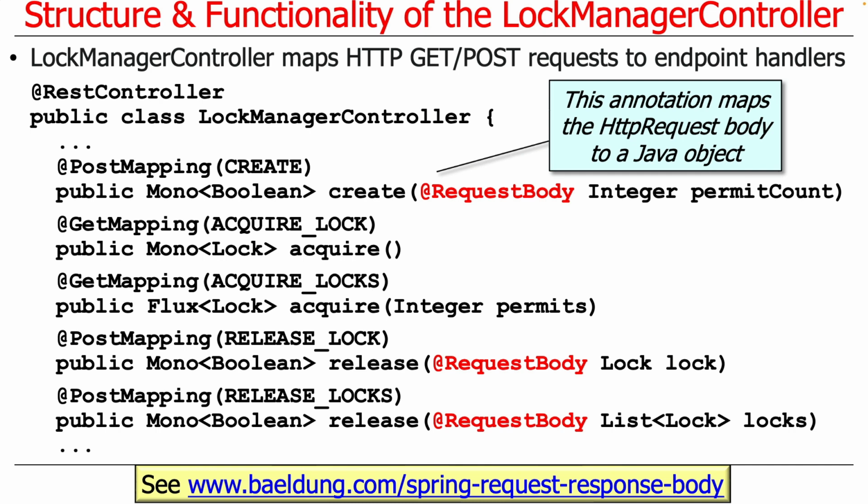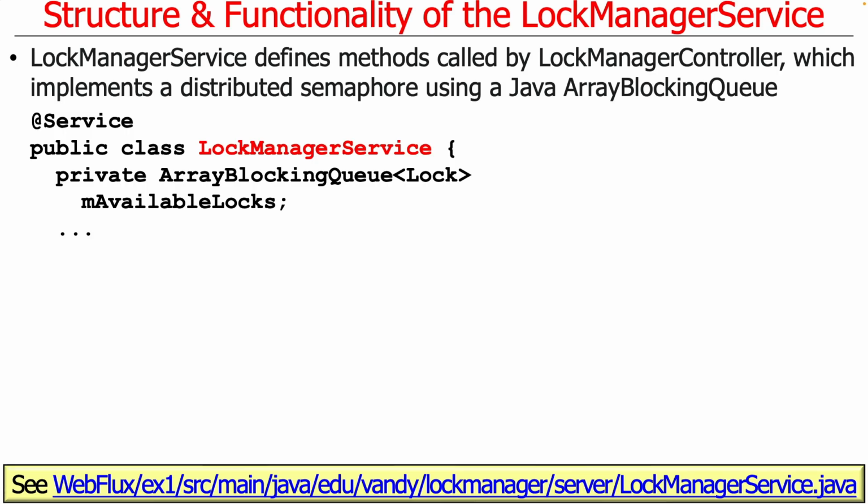So you'll see later when we take a look at the client side and the HTTP interface client proxy, that it uses the same annotation names that we have on the controller, which is another nice thing about the Spring version versus the Retrofit version, which had a different set of mappings that were somewhat confusing. So let's talk a bit about the LockManager service.